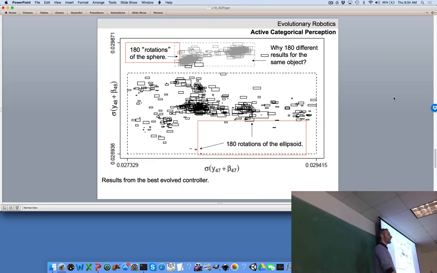Well, depending on the start rotation of the ellipsoid, it's going to behave differently. But the sphere you can rotate, and it's still going to act the same. That's it, right? So the ellipsoid produces a wider range of sensorimotor experiences for the robot. There's more different feeling that emerges from these 180 rotations of the ellipsoid than there is from the sphere, right?